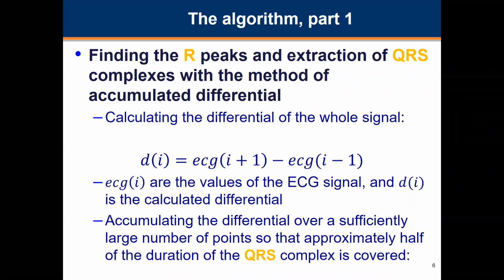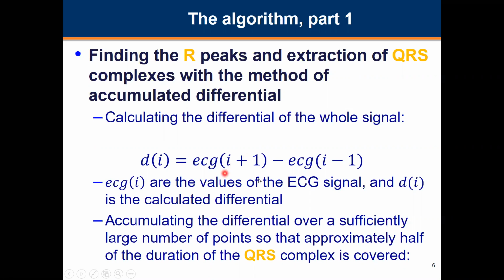The algorithm for automatic segment detection is written in the free programming language Python and consists of two parts. The first part is finding the R peaks and extraction of QRS complexes with the method of accumulated differential. Because of the steep increase and high amplitude of the QRS complex, accumulated differential is used according to these two formulas.